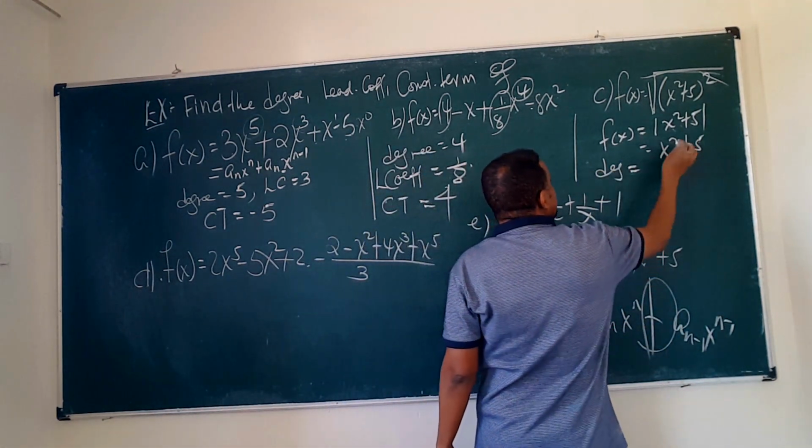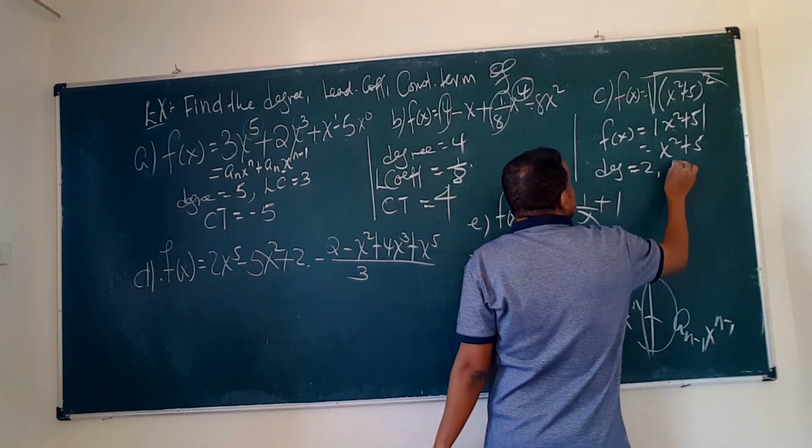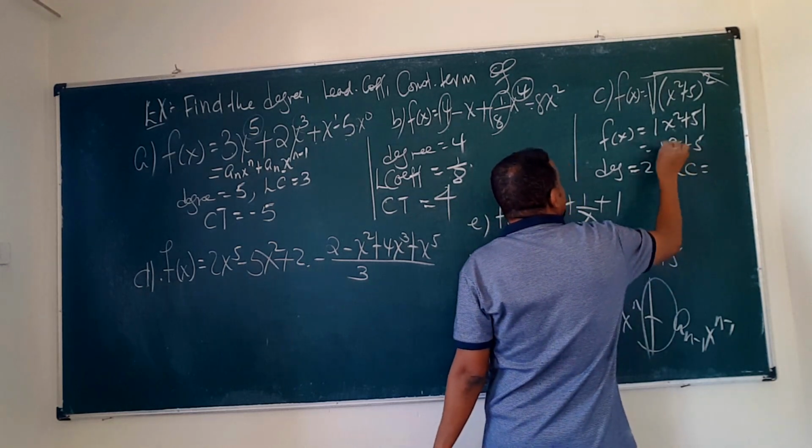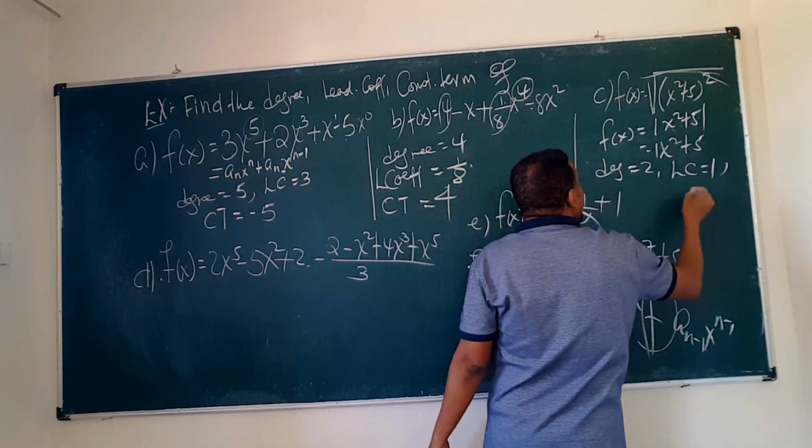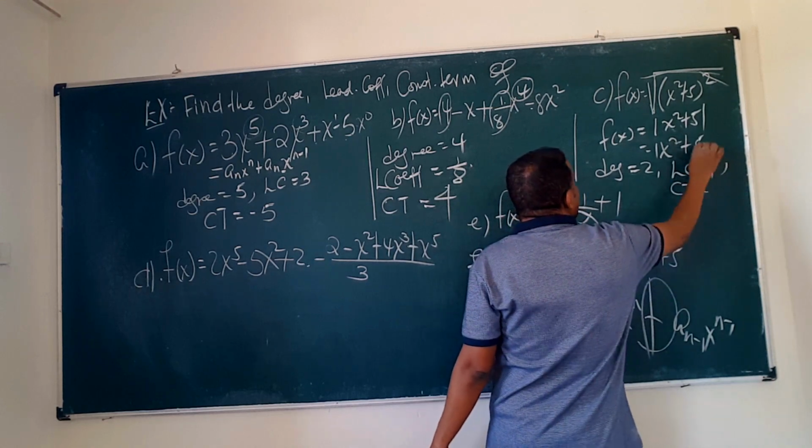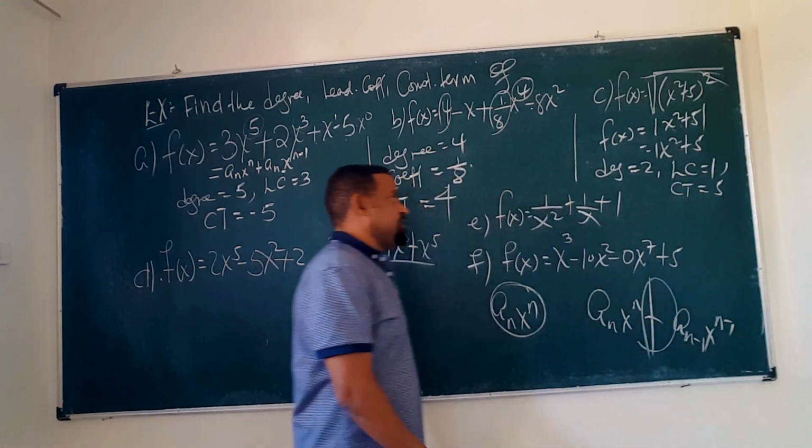So what is the degree now? The highest power, which is 2. The leading coefficient is the one with x squared, which is 1. And the constant term is 5. Okay?